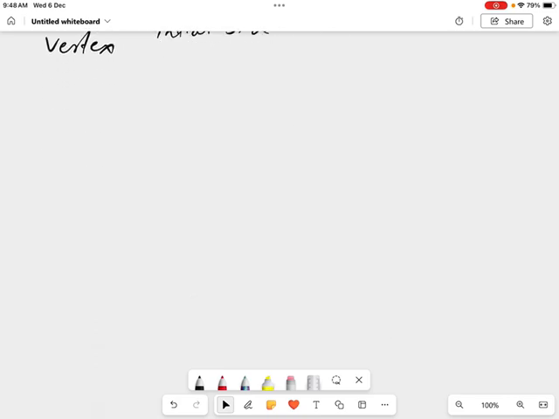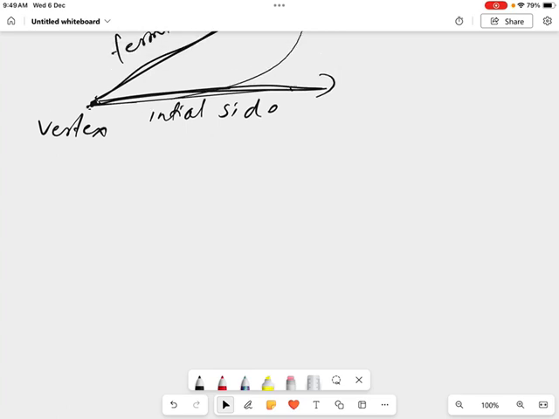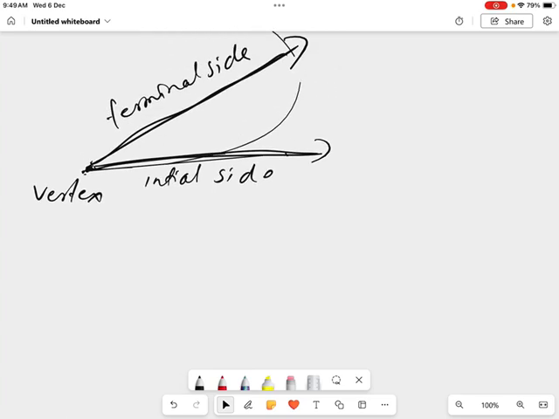Then there are two types of angles, positive angles and negative angles. What is a positive and negative angle? A positive angle means the direction of the rotation is anti-clockwise. This is the given ray rotating about the origin. This is an anti-clockwise rotation. Then this angle is called positive.